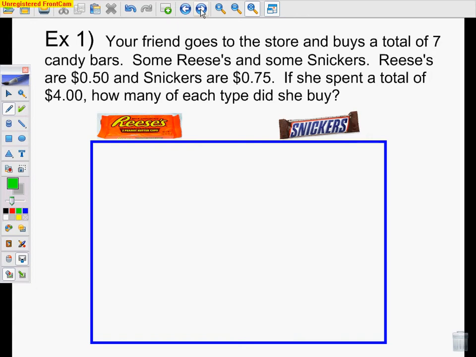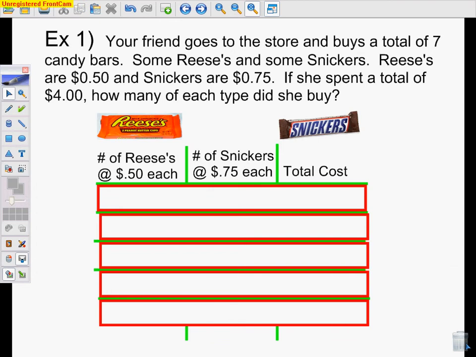Your friend goes to the store and buys a total of 7 candy bars, some Reese's and some Snickers. Reese's are 50 cents and Snickers are 75 cents. If she spent a total of $4, how many of each type did she buy? Now, to be completely honest, there's a couple ways that you could do this problem. One of the more non-mathematical ways would be trial and error. You can make a table of the values and keep trying them until you find one that works. Now, you know that we have, according to the problem, a total of 7 candy bars.